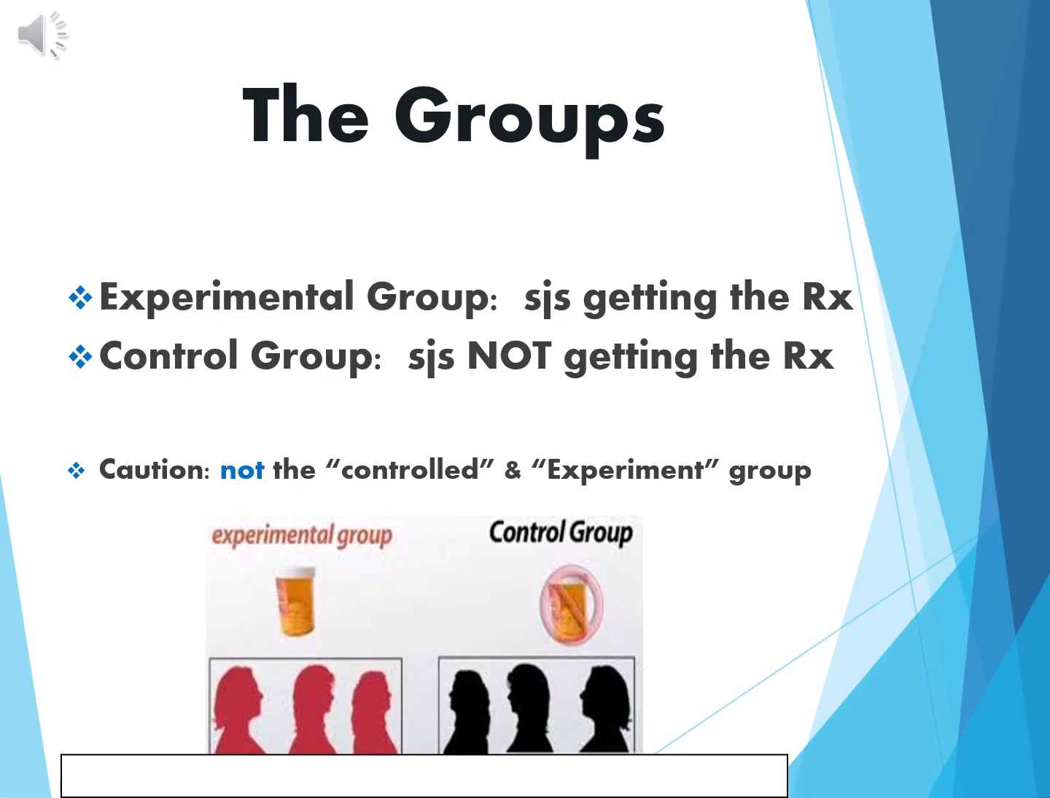Before we're ready to apply our terms, we have to learn the other set of terms, the groups. Experimental group. These are the subjects who get the treatment, whatever that treatment might be. It might be medication. It might be a new study technique. It might be exercise. You get the idea. It's the treatment. So if they're getting the treatment, they are the experimental group.